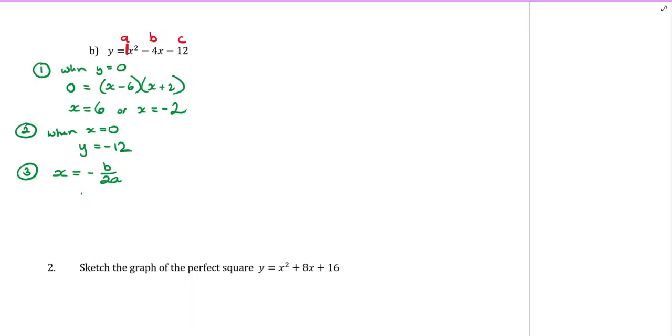So subbing in, I would get minus from the formula, and b is minus 4, over 2 times a, and a is equal to 1, so 2 times 1. So minus minus 4 is just 4. 4 divided by 2 is 2.